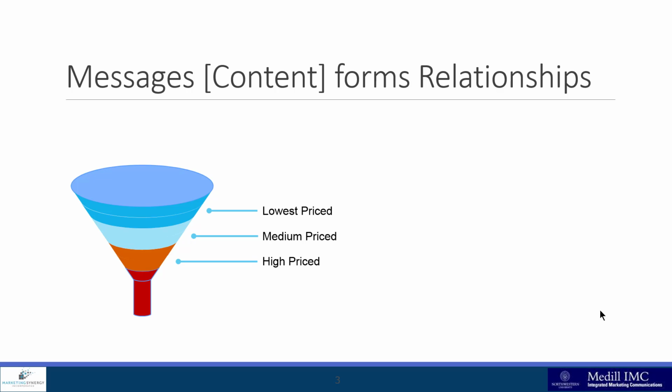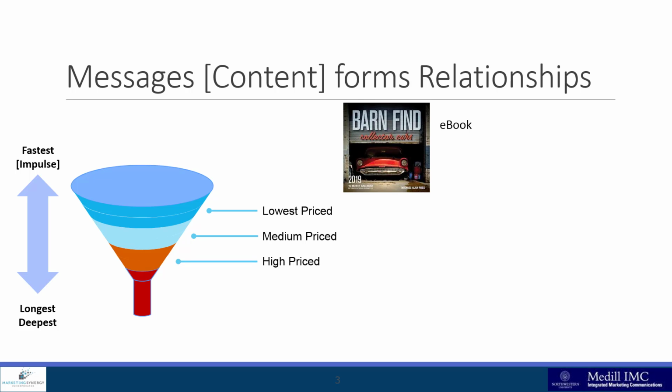And if the price is too high for what you want me to do, I'm not going to make the purchase. I'm not going to give you the information. I'm going to move on. At the lowest price, it's basically an impulse type of relationship. But as you go down into the higher priced items, the relationship gets more complex and takes more time.